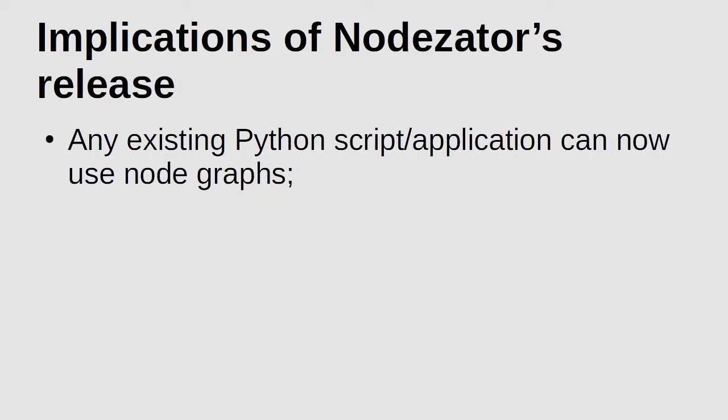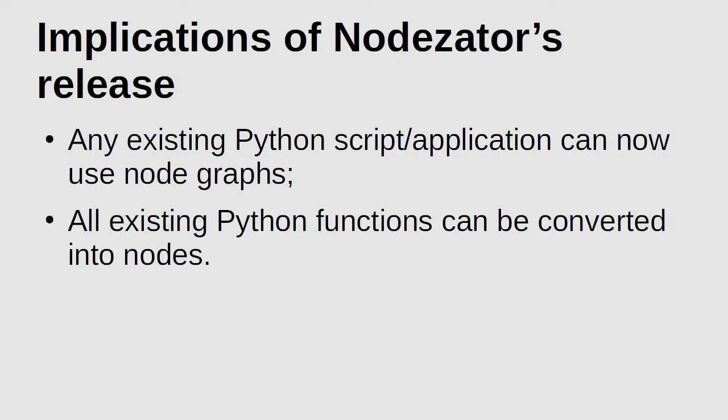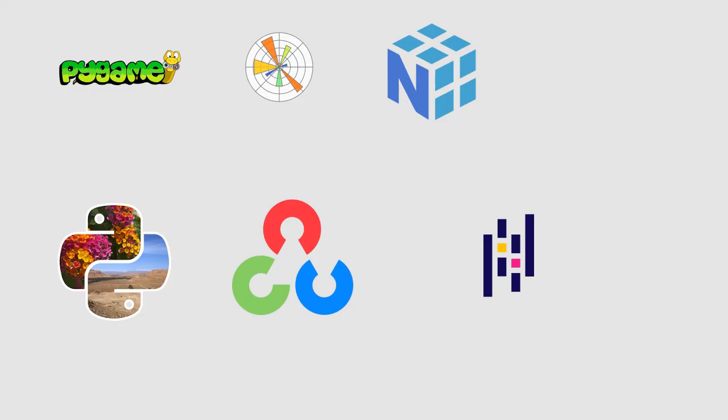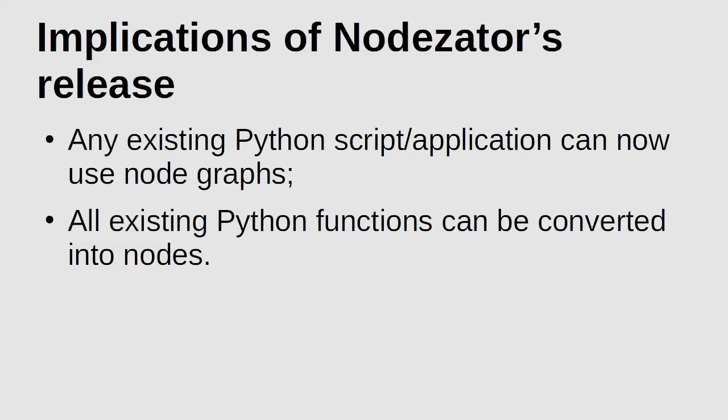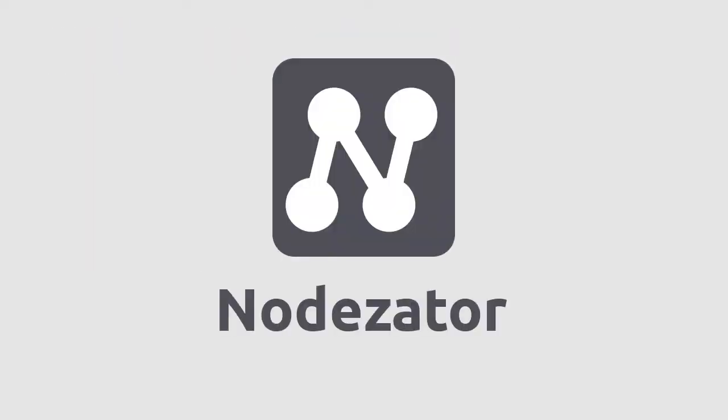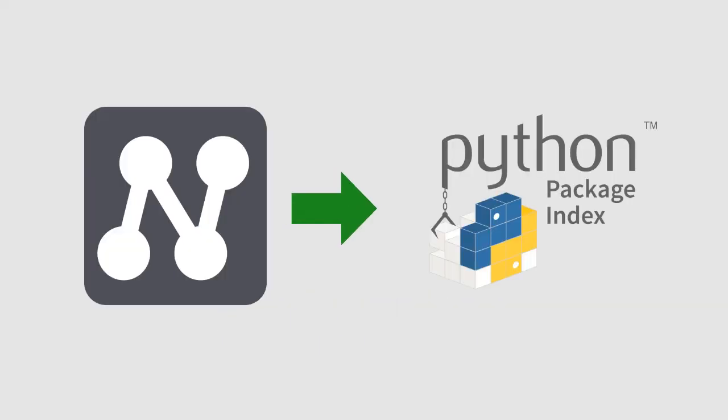The second one is, because the app relies on functions to define nodes, all existing Python functions can be easily converted into nodes. That is to say that your own functions are nodes, pygame functions are nodes, matplotlib functions, numpy functions, pillow, opencv, pandas, and so on. This implication is the very namesake of the app itself, Nodezator. So feel free to use it to nodezate Python functions as you need. In fact, all of the hundreds of thousands of packages in the Python package index can have their functions nodezated.